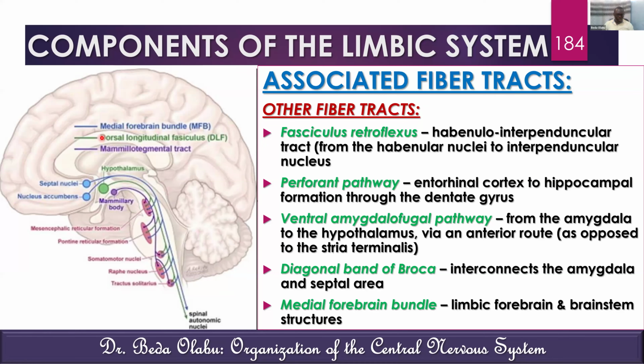Something related to that is what we call the dorsal longitudinal fasciculus, which also carries information down from the hypothalamus to the brainstem, and these two are important in modulating limbic and autonomic functions down to the brainstem, and that's why you see them going to what we call the reticular formation, which has limbic as well as autonomic functions.